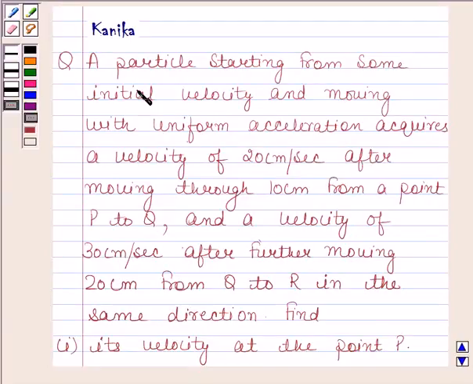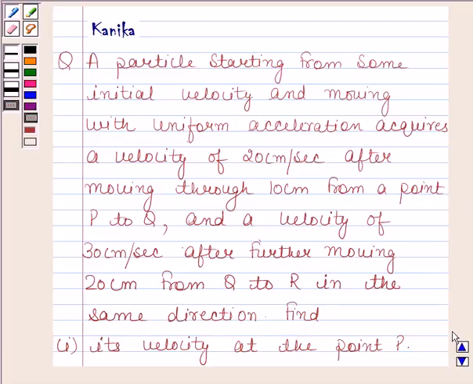The question says, a particle starting from some initial velocity and moving with uniform acceleration acquires a velocity of 20 cm per second after moving through 10 cm from a point P to Q, and a velocity of 30 cm per second after further moving 20 cm from Q to R in the same direction.